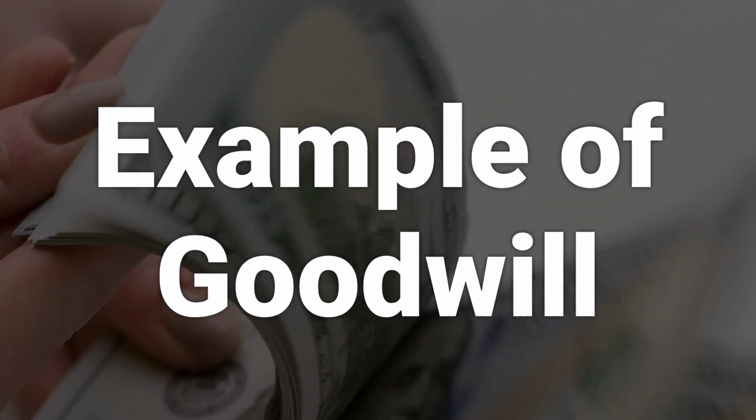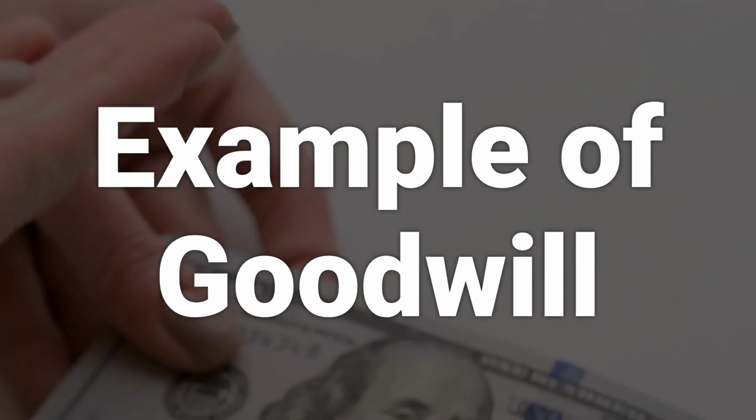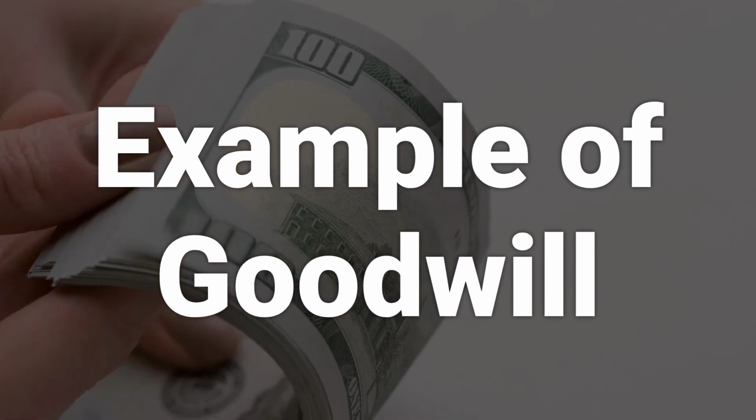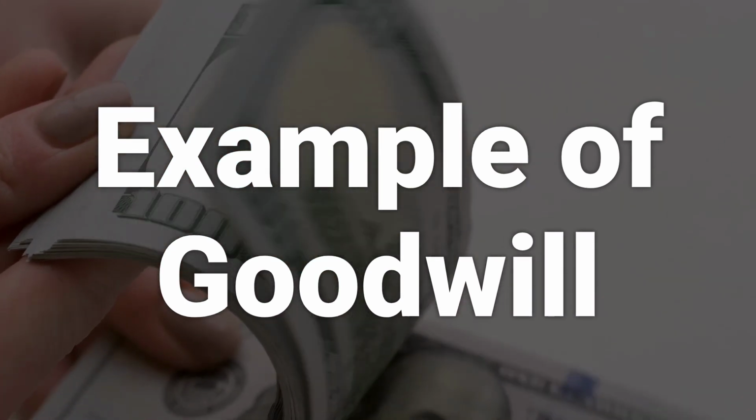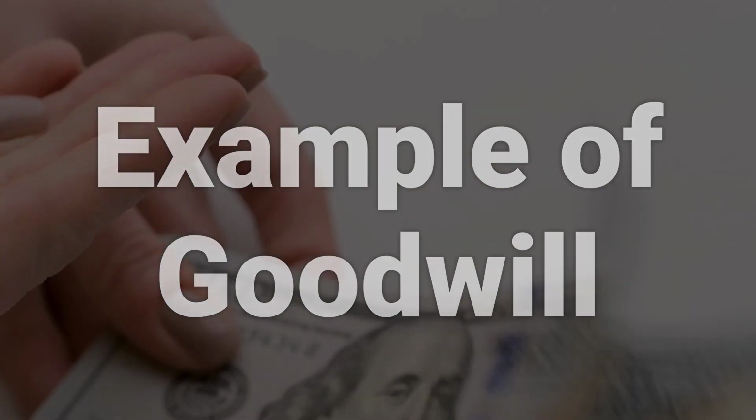A real-life example of goodwill is the T-Mobile and Sprint merger, where the difference between the fair value of the assets and liabilities contributed to the recognition of goodwill. Goodwill is included on a company's balance sheet and is based on the premium paid for the acquisition.